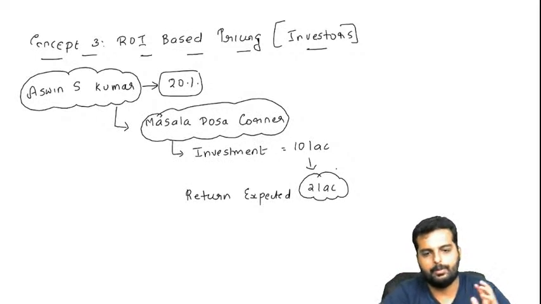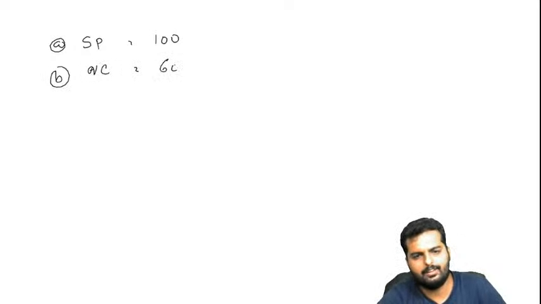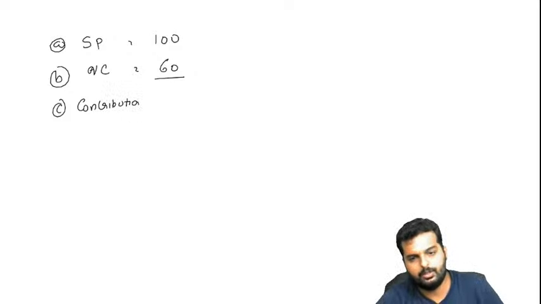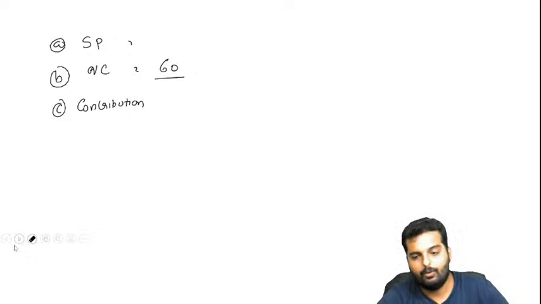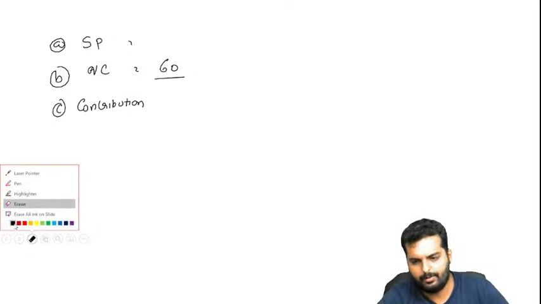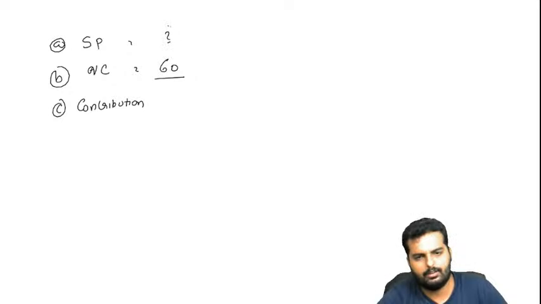Alright friends, have you all put up till here in your books? Now let us say in this masala dosa corner, Ashwin is going to fix a selling price of, let us say, 100. He is going to have a variable cost of, let us say, 60. So what is going to be his contribution? Sorry, we don't know the selling price. We are trying to decide what will be the selling price over here. So this is not available. I'll call it a question mark. So this also I don't know.